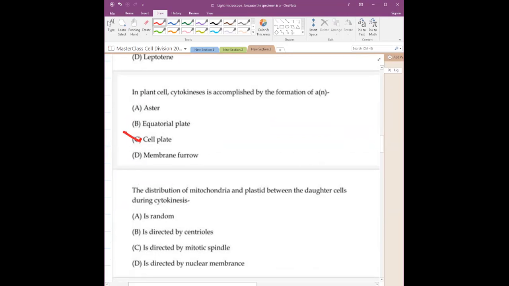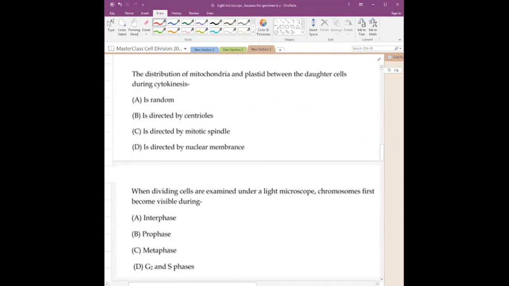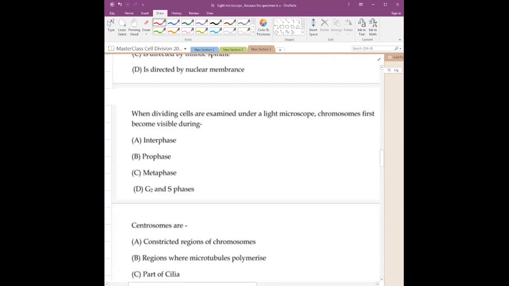Okay, next question I want Rishik to answer. Rishik, the distribution of mitochondria and plastid between the daughter cells during cytokinesis. I told you a few moments ago. Yes, very nice. It is going to be random. Okay, when the dividing cells are examined under a light microscope, chromosomes first become visible during... Yes, it is going to be during your prophase only.